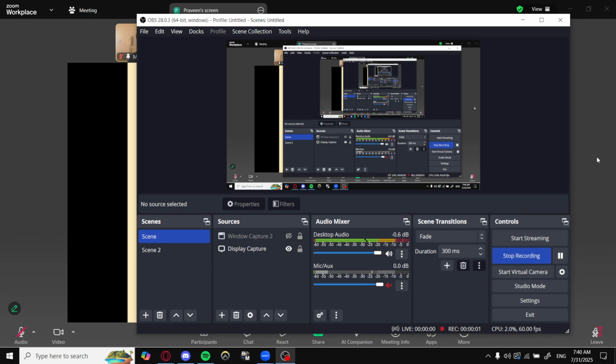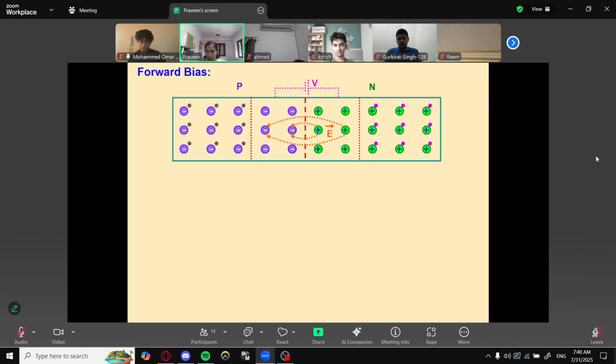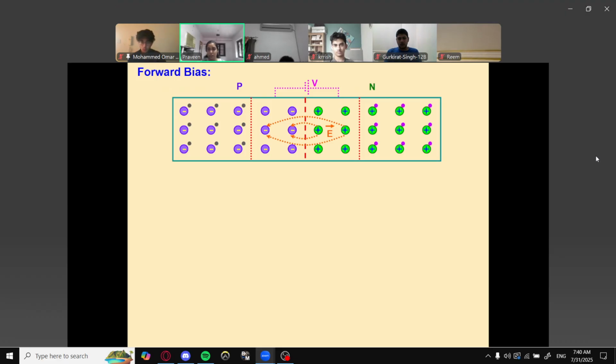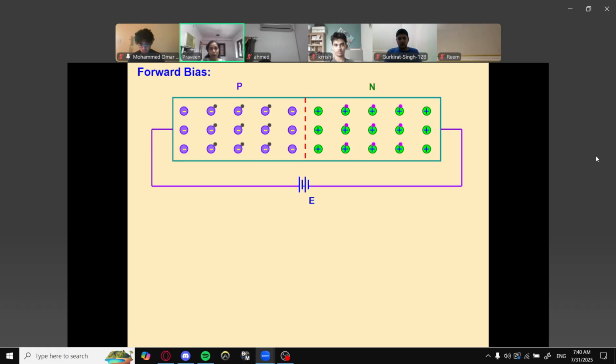One side is positive, the other side is negative. So a potential is developed, and that region is called the depletion region. So we are applying an external potential over there.